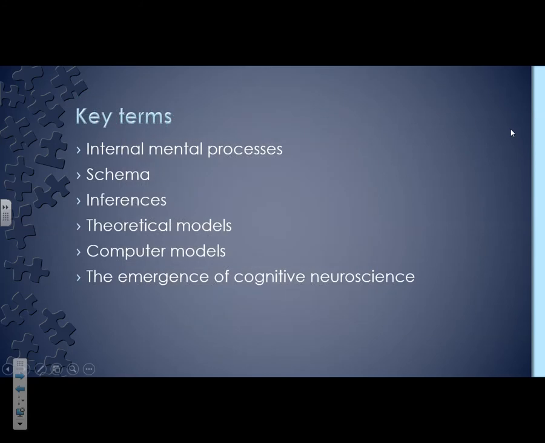Internal mental processing sounds very, very fancy. Internal, inside, mental, in your mind, processing. So it essentially means any thought process that you go through at all. So it involves attention, perception, so how we perceive the world, as in visually how we perceive it and understand it, problem solving, memory, anything that happens in our mind.